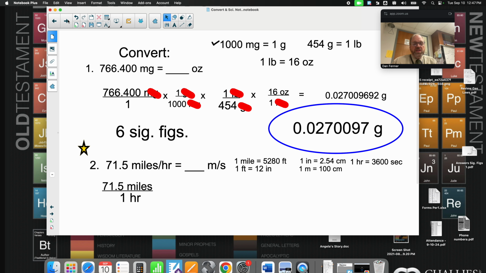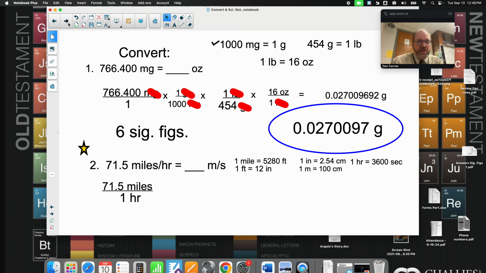All right, all our equalities, we're going to say 1 mile is 5,280 feet. 1 foot is 12 inches. 1 inch is 2.54 centimeters. That's my length metric to English conversion. 1 meter is 100 centimeters, and 1 hour is 3,600 seconds. You can do hours to minutes, minutes to seconds, but remember 60 times 60 is 3,600 anyway, so we're good to go.